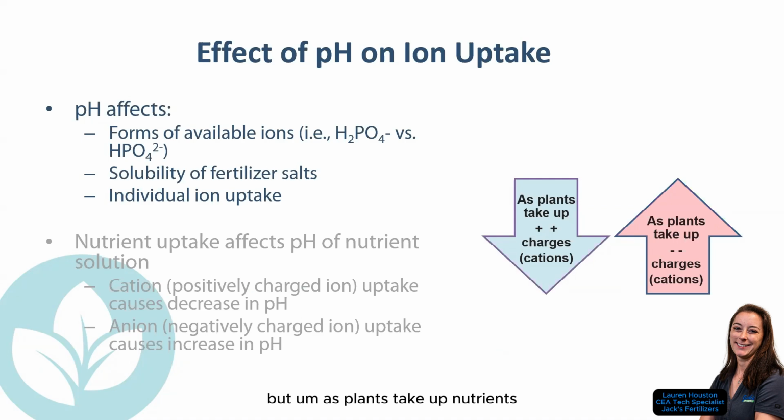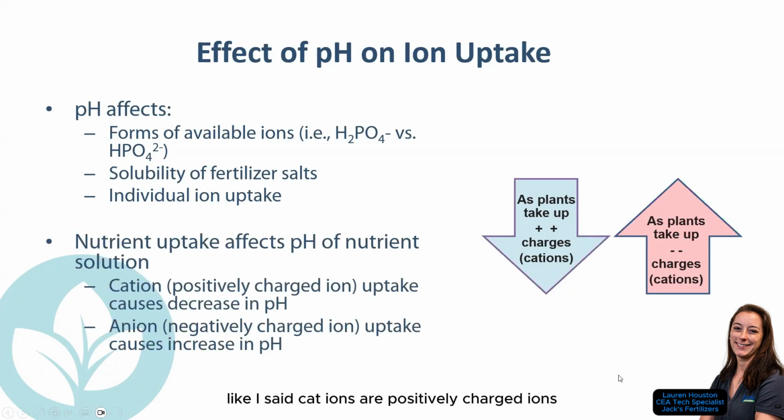But as plants take up nutrients, they also change the pH of their solution. So as plants are taking up nutrients that are positively charged, that solution pH is going to drop. And as plants take up negatively charged nutrients, the pH is going to climb. So just keeping an eye on how the pH changes over time can give you a general idea of which nutrients are being removed from solution a little bit faster, so that you know what needs to be replaced.